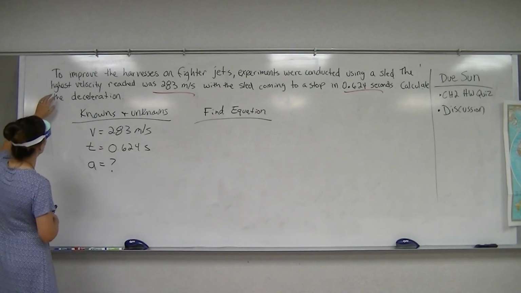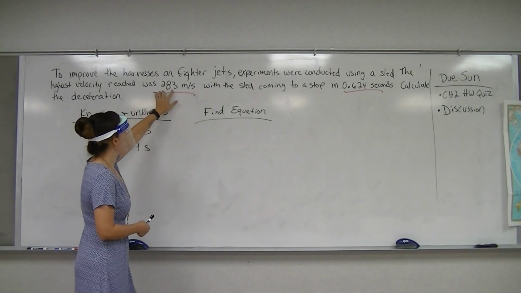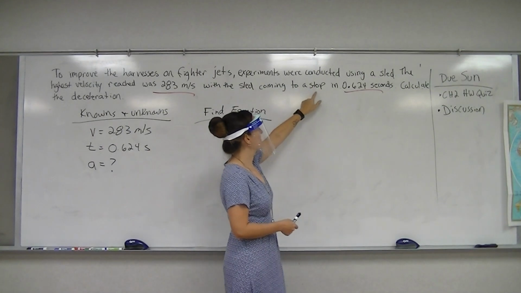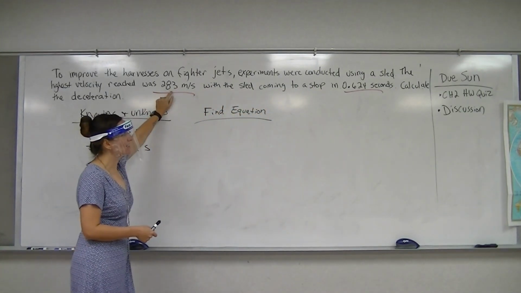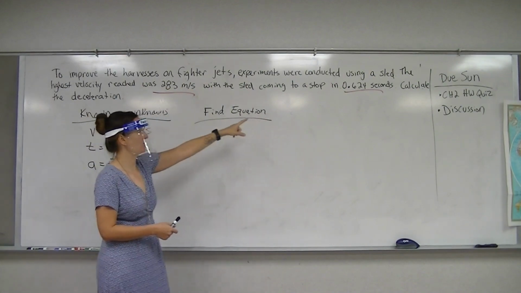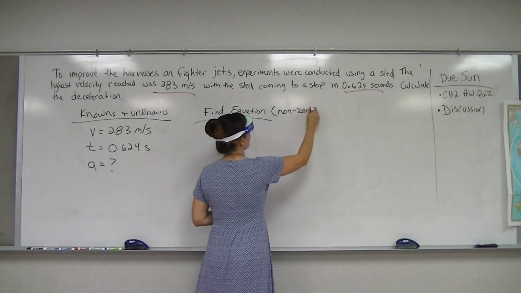So let's see, what type is this? It's saying that he was going 283 meters per second, and then the sled came to a stop. So he was initially moving. He was initially going 283, and then he slowed down. So this is going to be non-zero initial velocity.